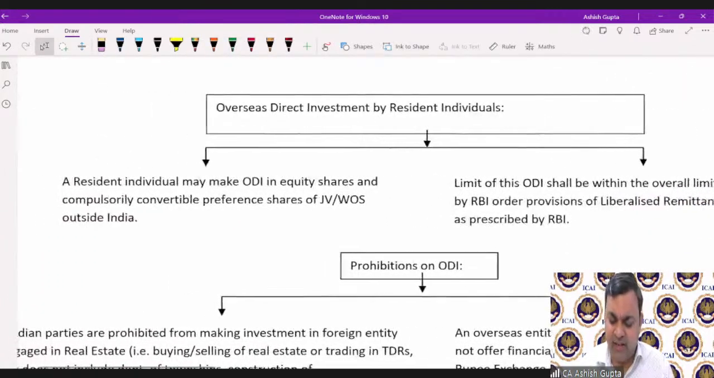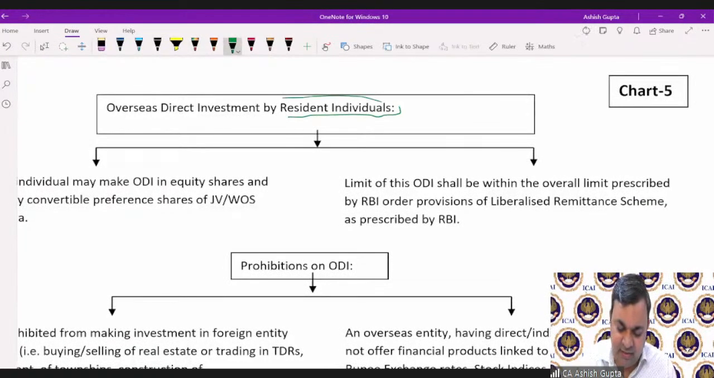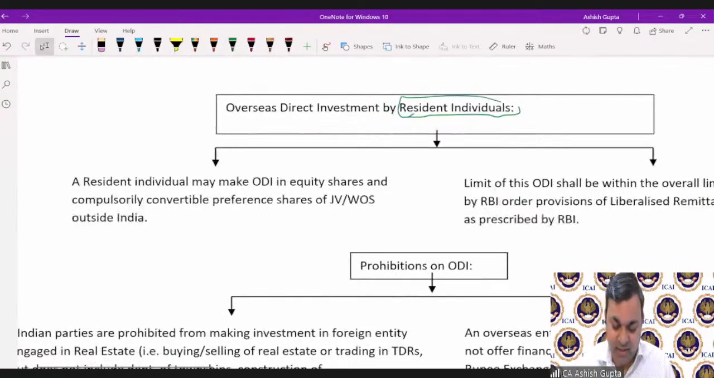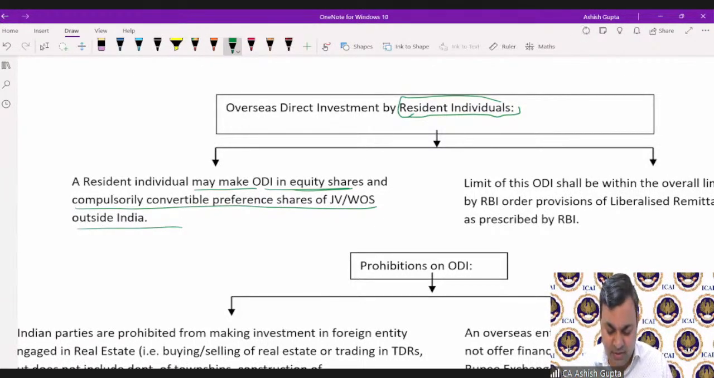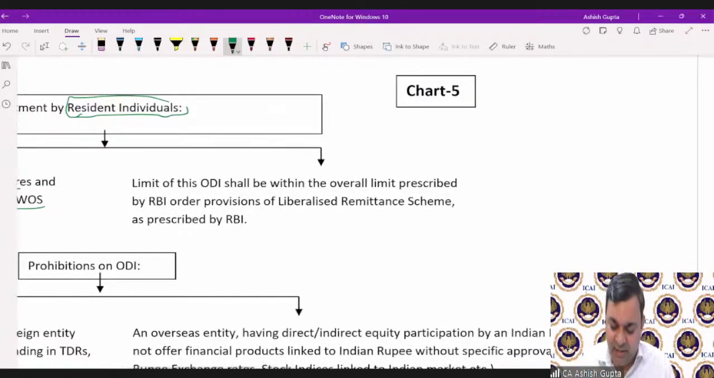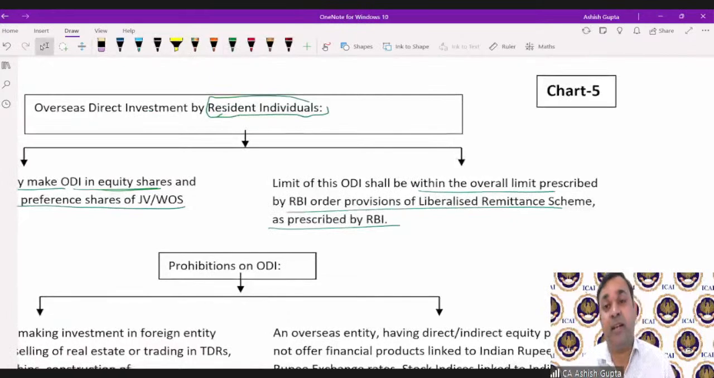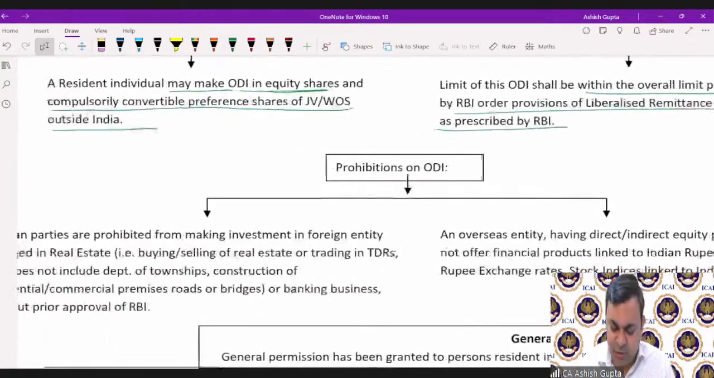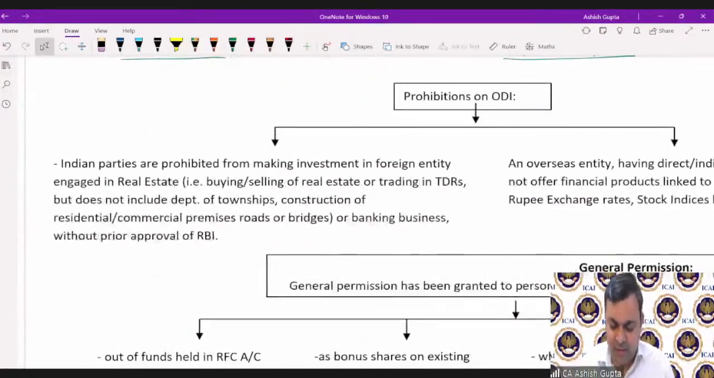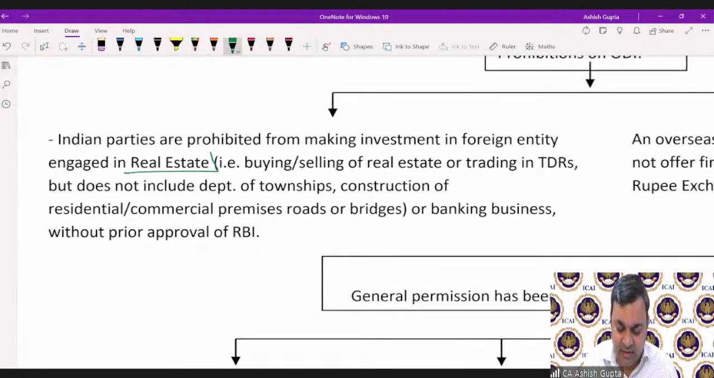Overseas direct investment by resident individuals means I can invest. A resident individual may make ODI in equity shares or compulsory convertible preference shares of joint venture or wholly owned subsidiaries outside India. The limit of this ODI shall be within the overall limit prescribed by RBI under the LRS, Liberalized Remittance Scheme, which permits $2.5 lakh per financial year. Prohibition on ODI: Indian parties are prohibited from making investment in a foreign entity engaged in real estate. Okay, so you are not supposed to make investment in real estate.